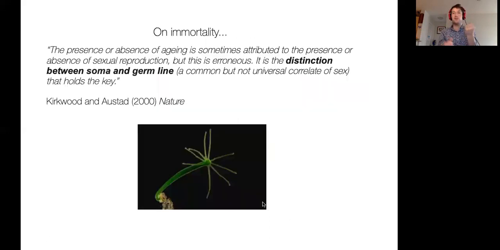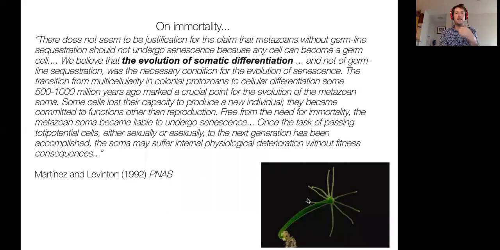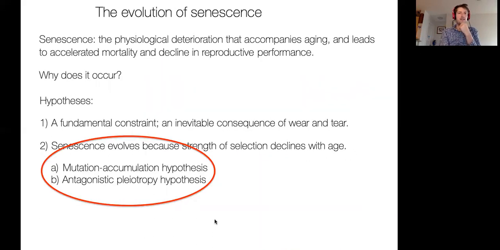So you might think it's the distinction between sexual and asexual reproduction that's really key here. But the authors argue it's really the distinction between the soma and the germline. That in the Hydra, there is no distinction. All cells are germline. But once you get that distinction between soma and germline, the idea is that evolution of somatic differentiation can create the conditions when the soma can senesce. And that's really what we mean when we talk about the evolution of senescence. And so that's the disposable soma. Okay, so we have evidence that it's not a fundamental constraint.